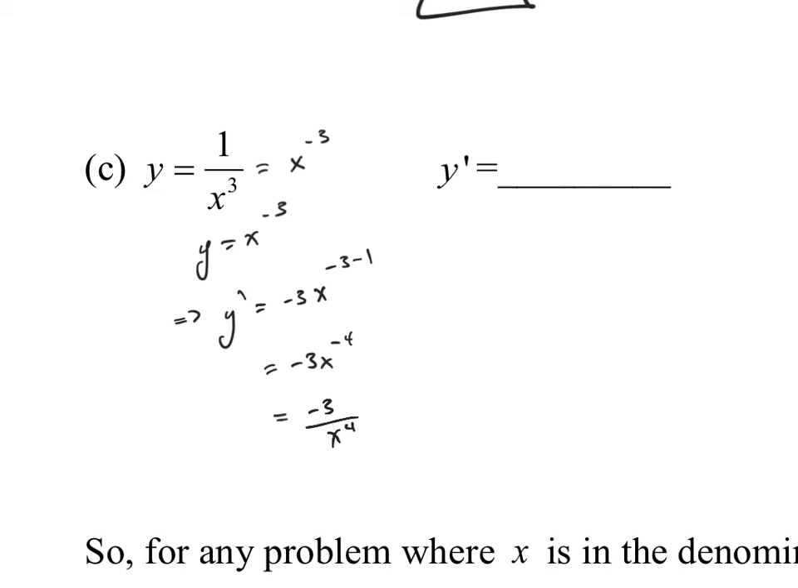Make sure that negative 3 stays on top. It is not raised to the negative power. You do not bring it down. If there's no parentheses around it, it doesn't go to the bottom. Negative 3 stays on the top. X to the 4th goes to the bottom. So what's the derivative of 1 over x cubed? The answer would be negative 3 over x to the 4th.